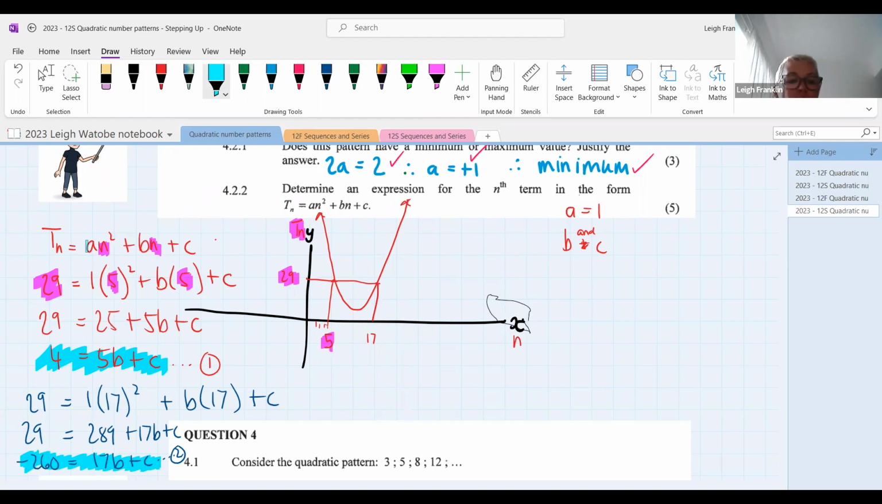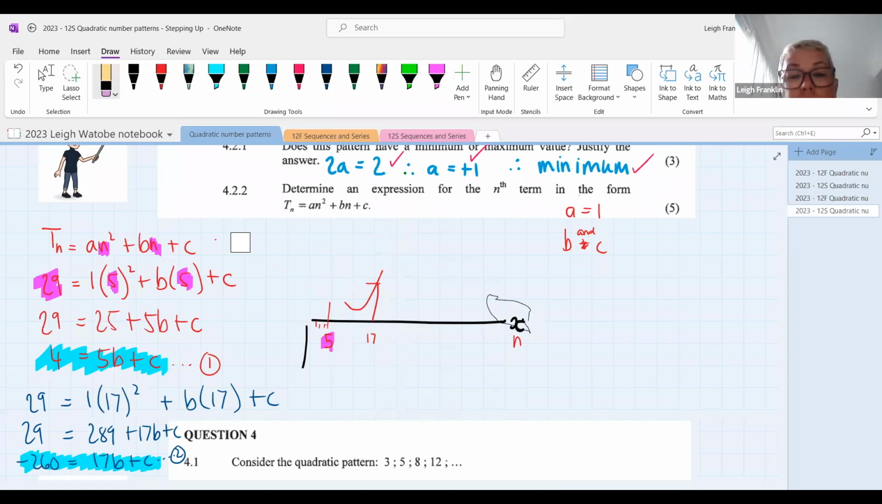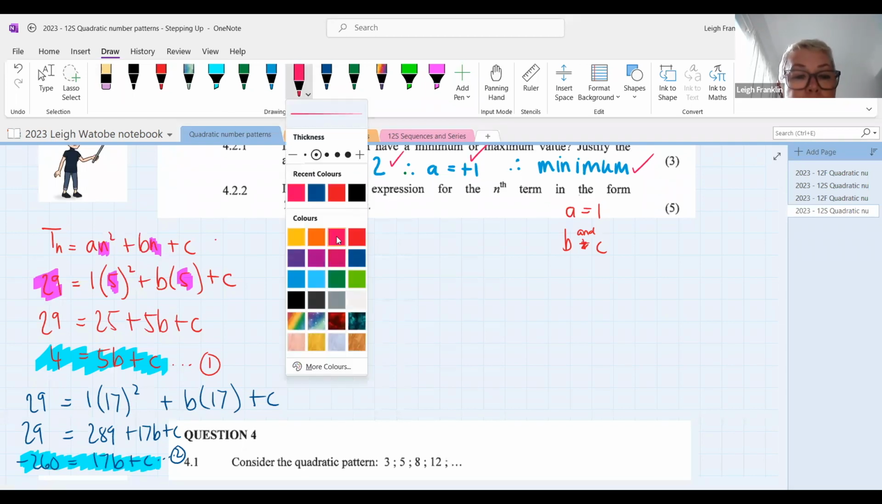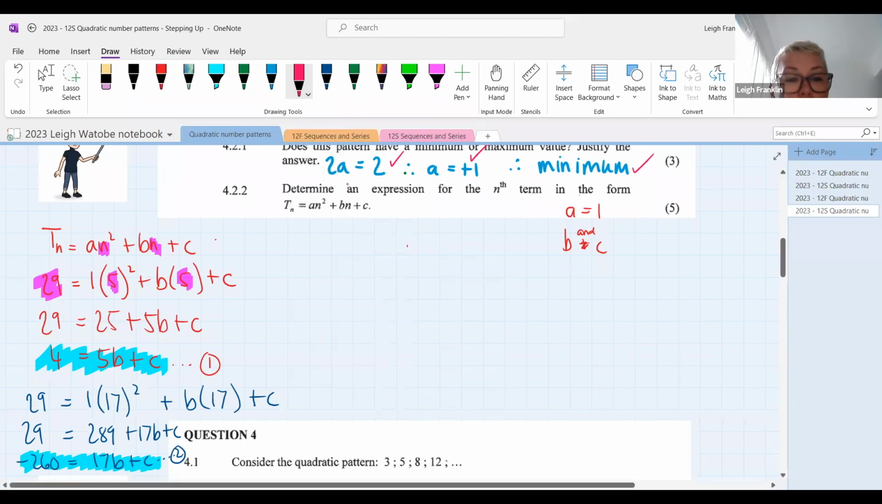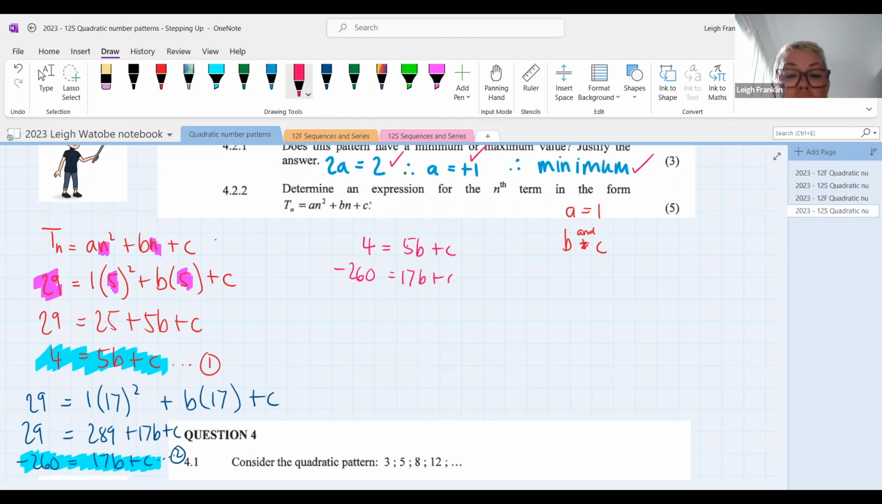We now need to solve those simultaneously. All right, so I'm just going to get rid of this over here, and I'm going to bring these two equations up to the top. So here we go. We've got 4 equals 5b plus c, and we've got minus 260 equals 17b plus c.